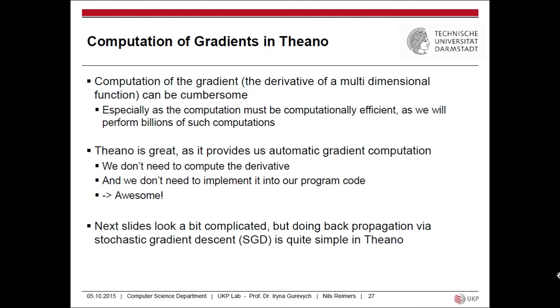Computation of the gradient in Theano is really simple, which is really great because it does automatic gradient computation. If you do it by hand using Java, C++, MATLAB, it can be cumbersome. Not only must you derive the correct function, so you compute the derivative of multidimensional functions, you also need to do this really efficiently as you perform billions of them. And there are a lot of shortcuts for how to do gradient computation a lot quicker, which you need to implement. So implementing this by hand is quite hard. So I really recommend to use Theano for this.